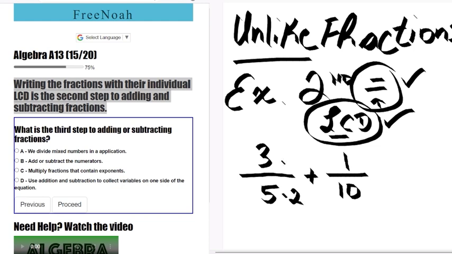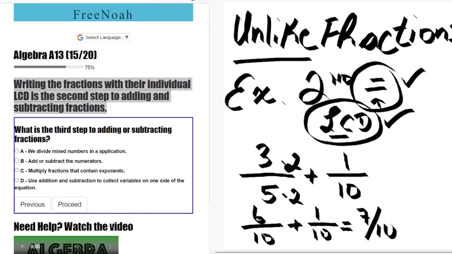All right, so the LCD here is 10. Let's multiply our first fraction by 2, numerator and denominator. We get 6 over 10. And since the LCD is 10 here, we simply multiply 1 over 10 by 1, giving us 1 over 10 once again. And now addition is simple. So here we say 6 over 10 plus 1 over 10.